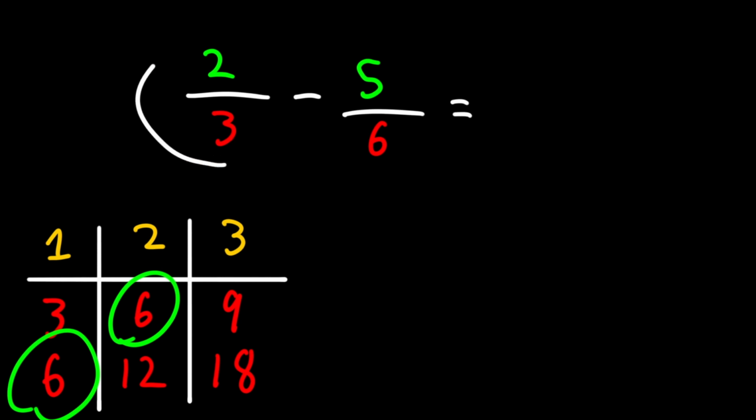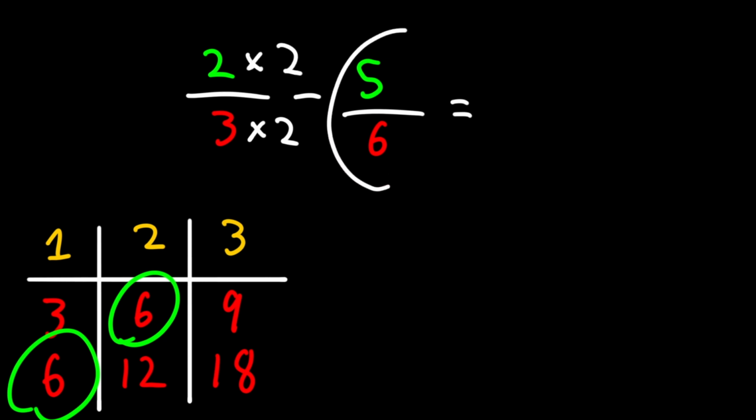So what do we have to multiply this fraction by to get to 6? Notice how for the row that 3 is in, 6 is in the second column. It's correlated with the number 2. So that means we have to multiply it by the number 2. And since we're multiplying the denominator, we have to multiply the numerator as well. For the second fraction, since the denominator is already 6, we can leave it alone.